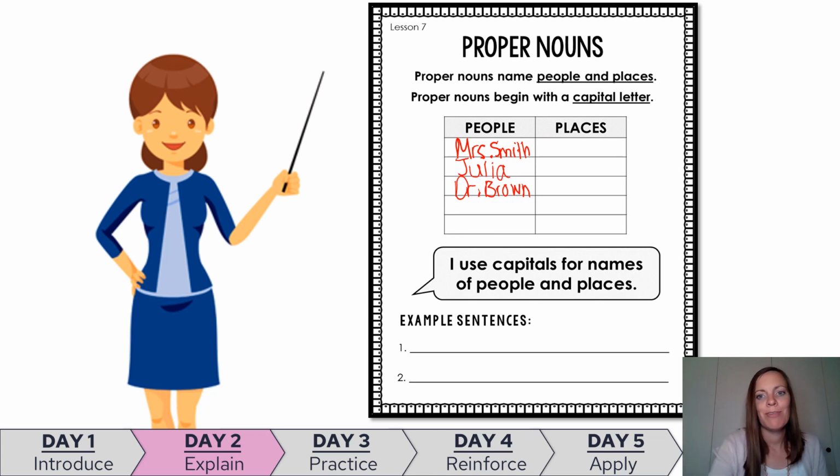How about a name of a restaurant that you like? Wendy's. Great. Remember, that's a name of a specific restaurant. You need a capital. Can anyone think of a name of a city? Yes, Orlando. Remember that capital again because it's a specific name. Can anyone think of a name of a specific state? Yes, Arizona. Very good.